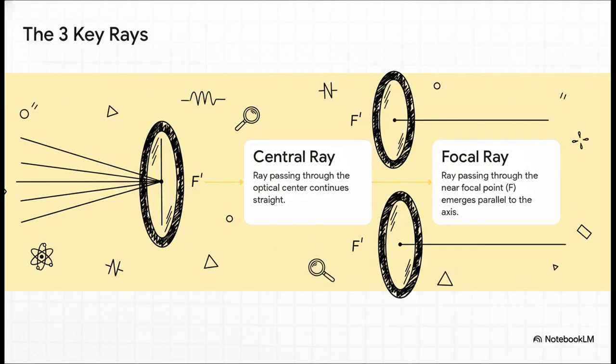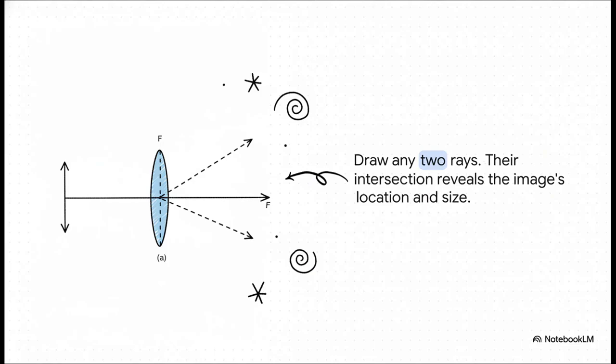Rule number 1. Any ray that comes in parallel to the main axis of the lens always gets bent so it passes through the focal point on the other side. Rule number 2, a ray that goes right through the dead center of the lens just keeps going in a perfectly straight line. And there's a third rule, but honestly, the best part is you only need to draw 2 of these rays to find your image. All right, let's see it in action.